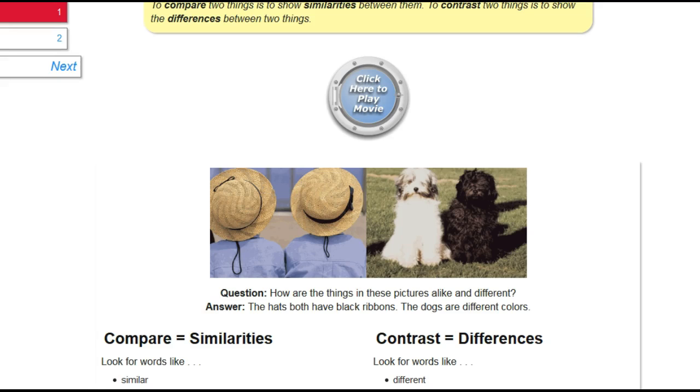You can now pause this recording and click here to play the movie in your Study Island lesson. Question: how are the things in these pictures alike and different? The answer is the hats both have black ribbons and the dogs are different colors.